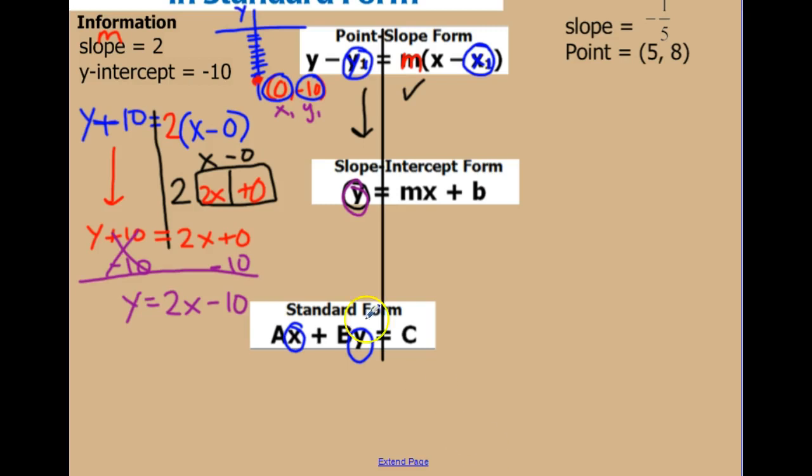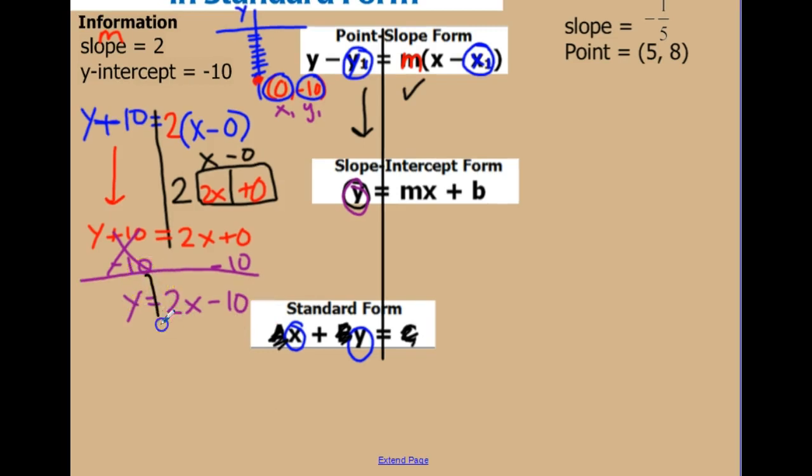Now we just need standard form. We need the x and the y on the same side. Again, a, b, and c are just numbers like 1, 2, and negative 10. Doesn't matter what those are. So right now, x and y are on opposite sides. We need them on the same side, on the left side. So this 2x I need to move over to the other side. Right now it's a positive 2x, so to move the whole thing I need to do the opposite and subtract 2x on both sides.